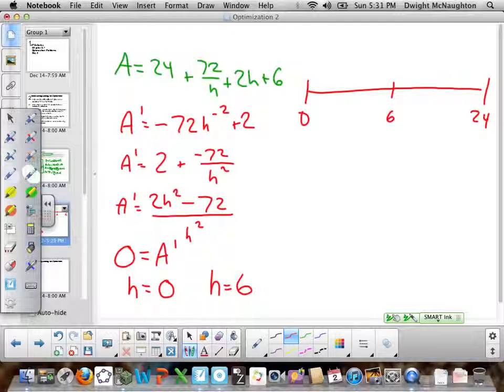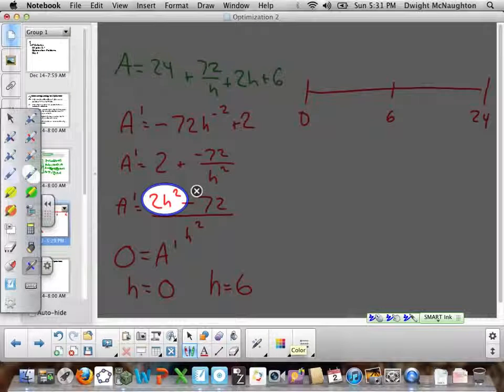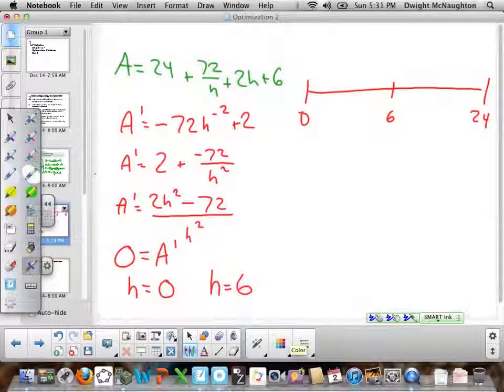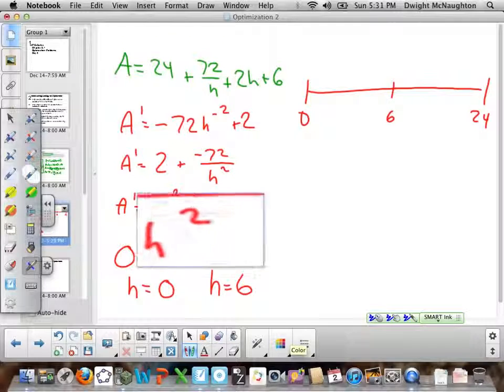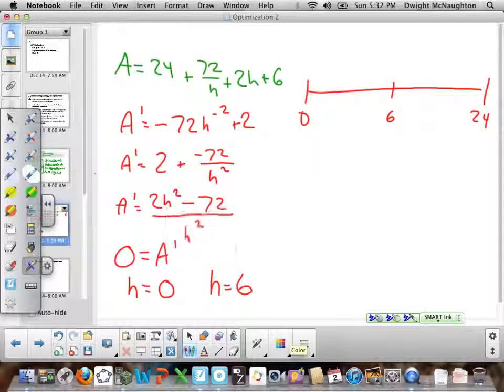So check between 0 and 6. Check 2. 2 times h squared. 2 times 2 squared is 2 times 4 is 8. 8 minus 72 is negative. Negative over positive is negative.